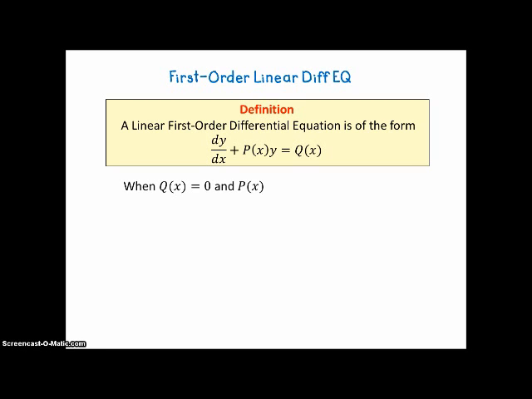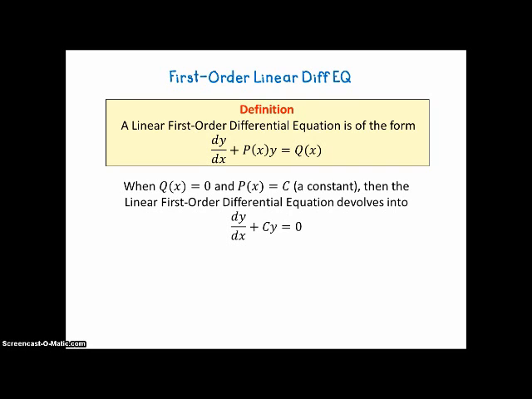For example, when q(x) is 0 and p(x) is a constant, then the linear first-order differential equation devolves into dy/dx plus cy equals 0. We can bring the cy to the other side, and let's call negative c our k, and that should look familiar. Yes, indeed, you should probably know the solution immediately. It's y equals a constant times e to the kx.